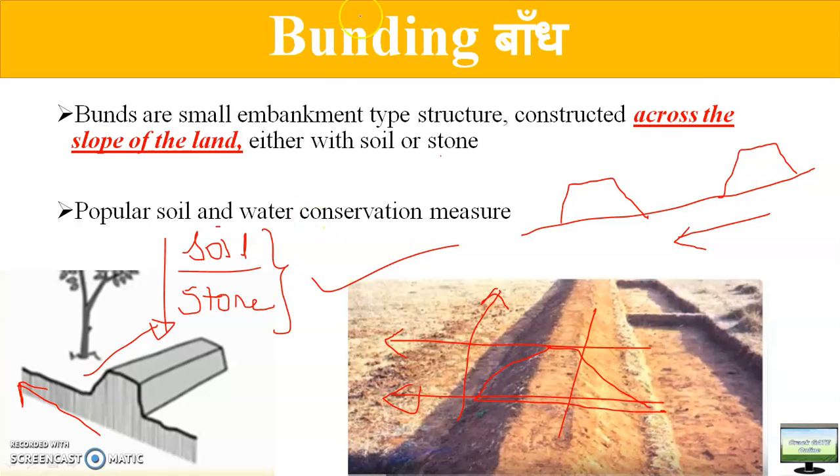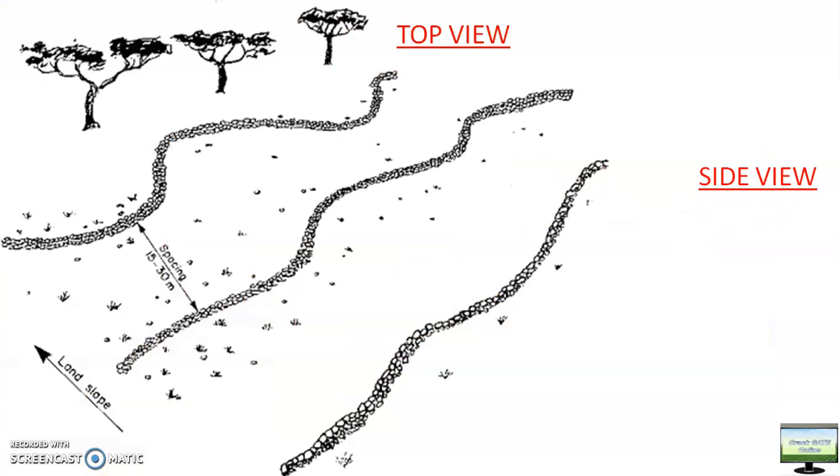Further we will see what the function of the bund is, what the advantages are, what the disadvantages are, and what the limitations are. Try to imagine the figure so that you don't need to remember anything. You can simply understand everything conceptually, and based on that you can write. So let's see one more example of it.